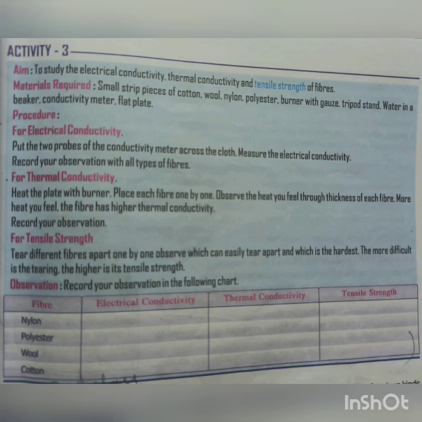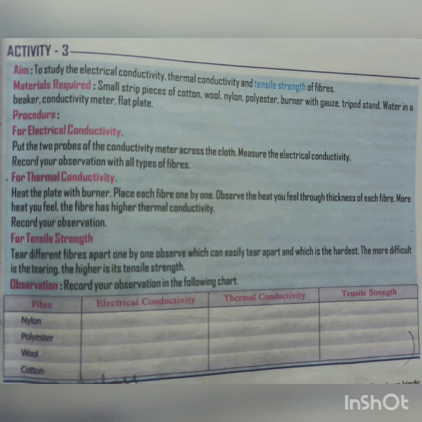What is electrical conductivity? Electrical conductivity is the ability of a material to conduct electricity. That we know already. It is conductors and insulators. So we are going to test the conductivity of fibers. Put the two probes of the conductivity meter across the cloth. Measure the electrical conductivity. Record our observation with all types of fibers.